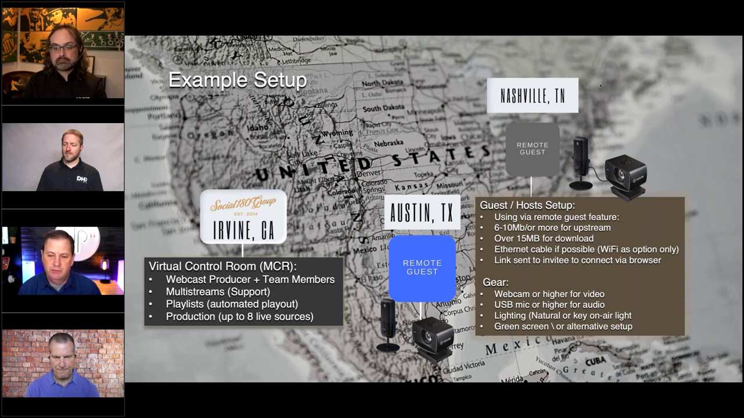And we've covered that a little bit today. Corey covered that when talking about a virtual control room. So the webcast producer could be in one location, and you could have another set of your team members in another location. That gives you the ability to have a production in the control room, handling multi-streams, playlists, playing out content, as well as production and bringing in 8 live sources.